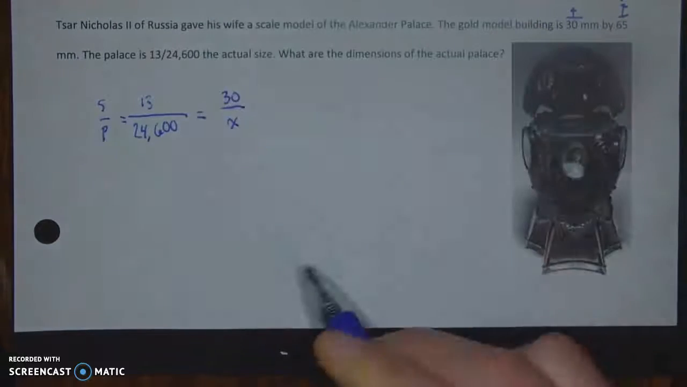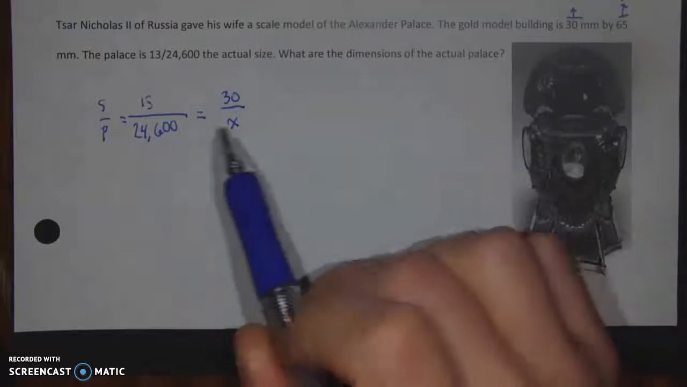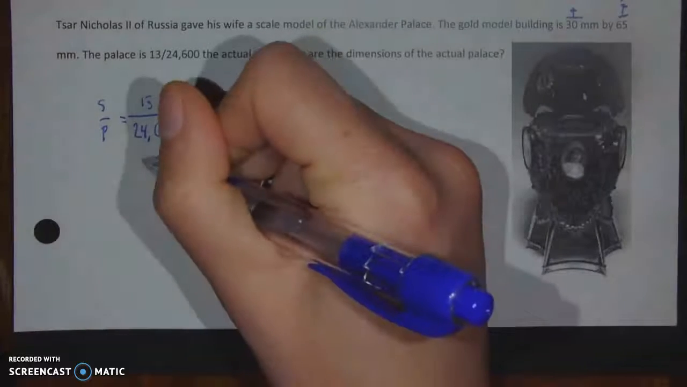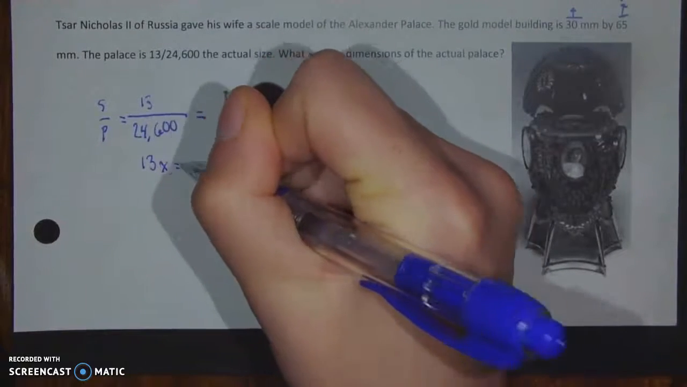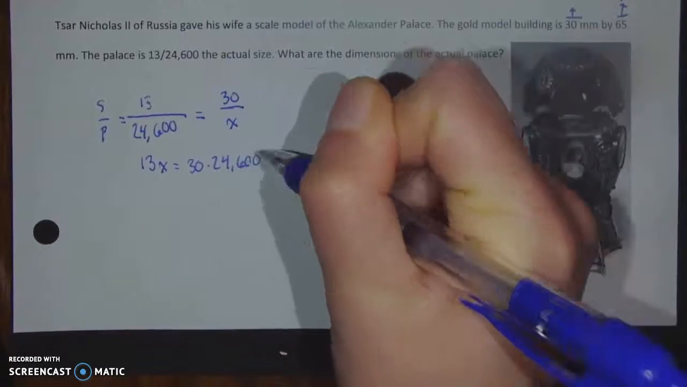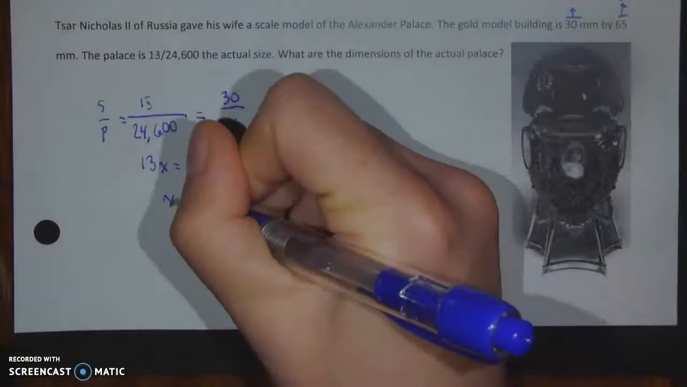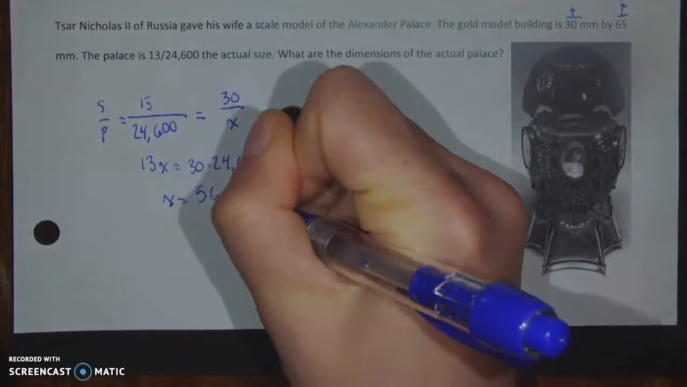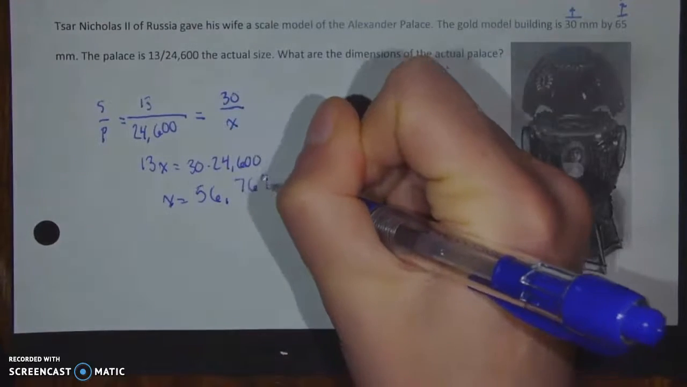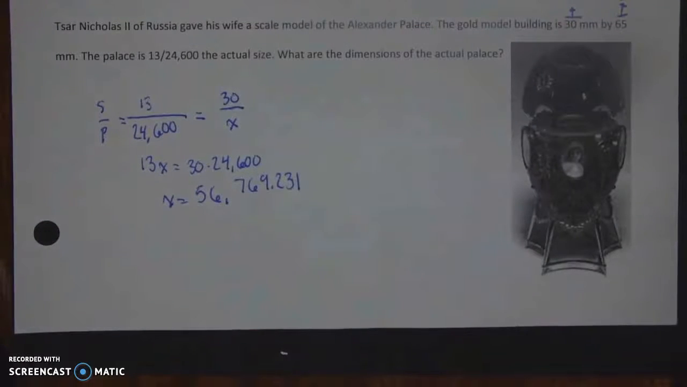And X here is the corresponding length in the actual palace. This lets me use means extremes, so 13x is equal to 30 times 24,600. And when I solve this, I end up with an answer of x is equal to 56,769.231. So with this, I have one of my lengths already figured out, but I still need to figure out the other one.